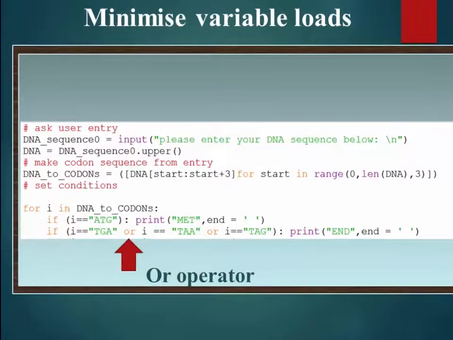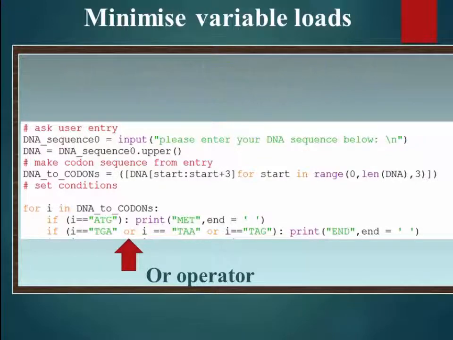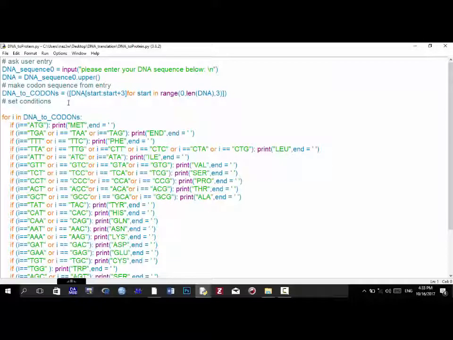For instance, in your if statement you write down if I equals TAA or I equals TGA or I equals TAG, print end, and the end of the string is equal to an empty string. So the same goes for the other synonymous codons in the codon family. Now we have finished writing the code.